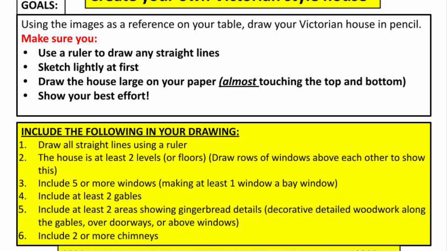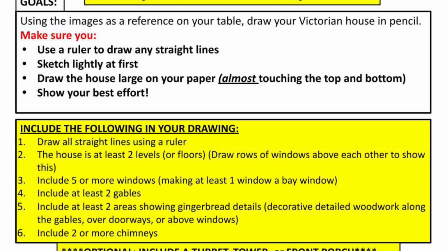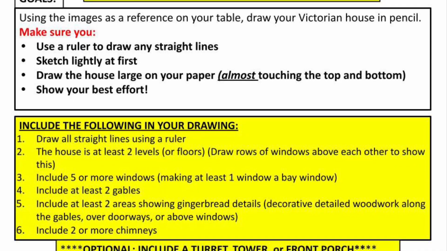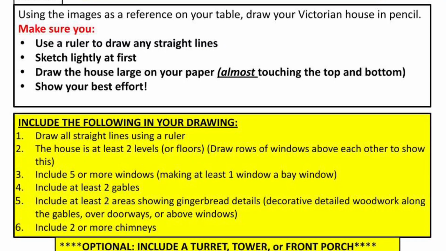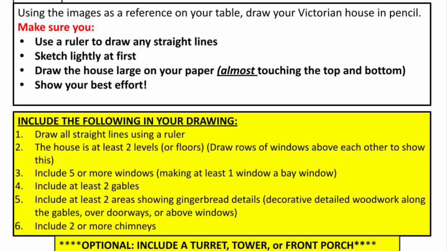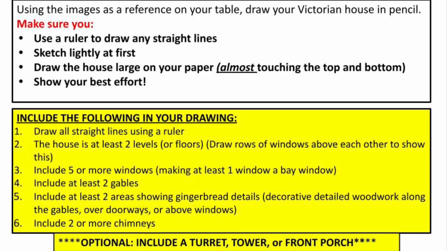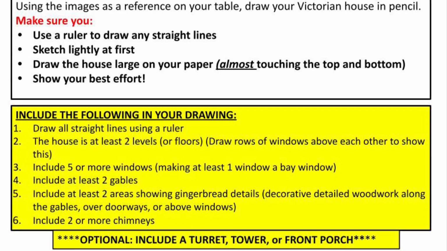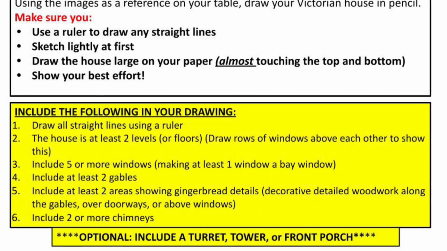So, using a ruler for any straight lines, the house is at least 2 levels or floors. Draw rows of windows above each other to show this. Include 5 or more windows, making at least 1 window a bay window. Include at least 2 gables. Include at least 2 areas showing gingerbread details. And include at least 2 chimneys. The optional choices are to add a turret, tower, or front porch.